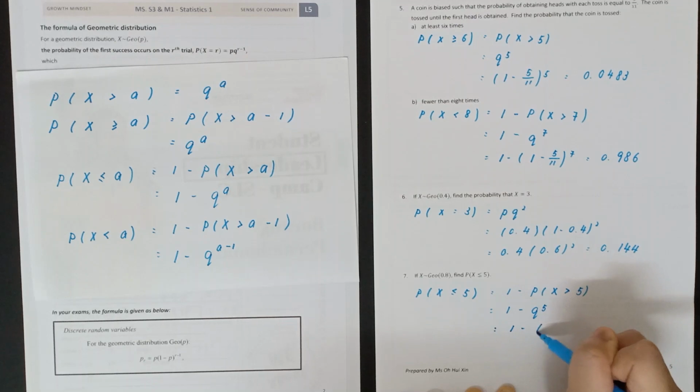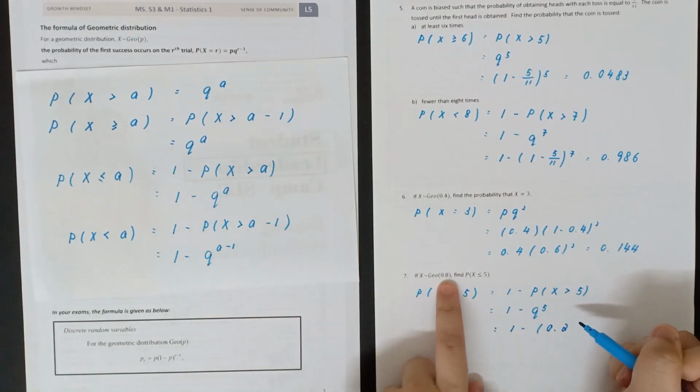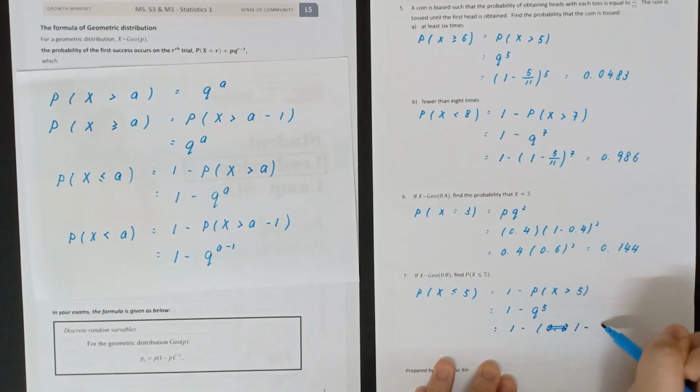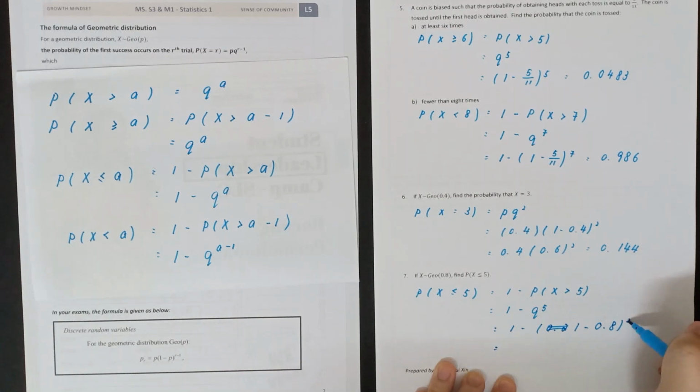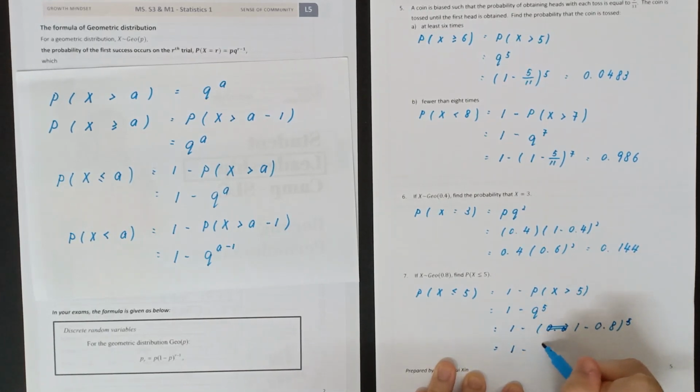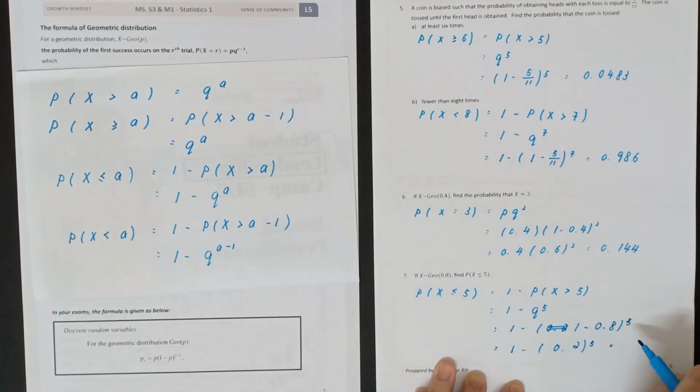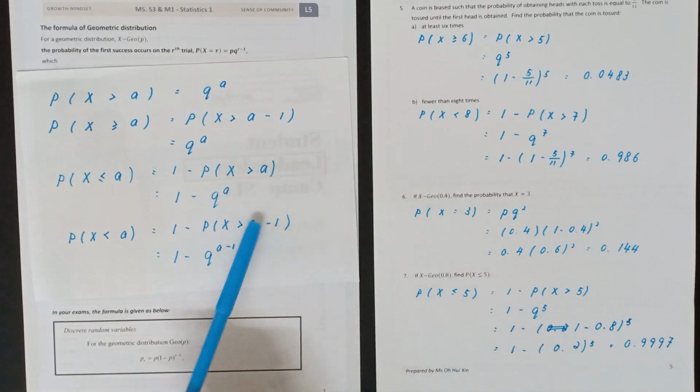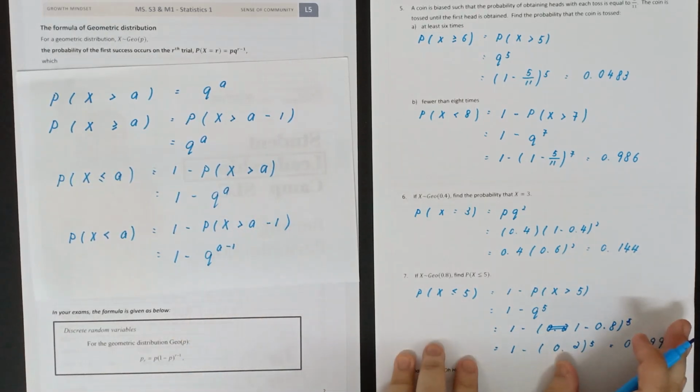So 1 minus 0.8, sorry, 0.2, since p is 0.8. So 1 minus 0.2, power of 5, which will give you an answer of 0.9997. Can you understand, right? If you cannot understand, then follow first. But if you can understand, please try to understand. Okay, so move on.